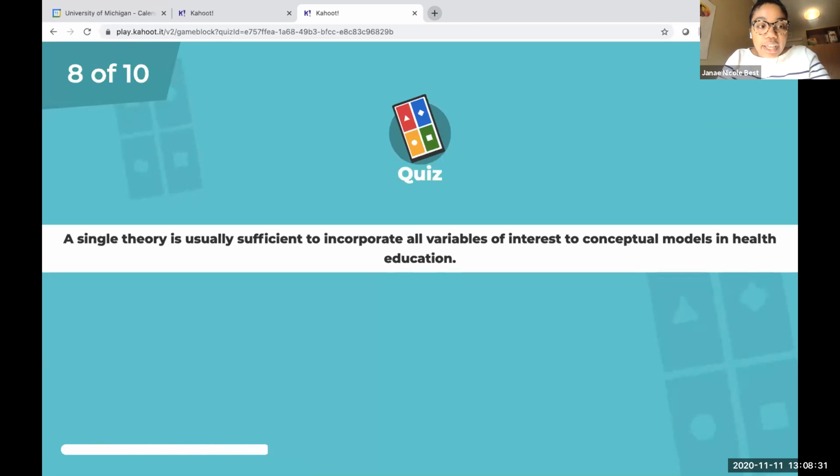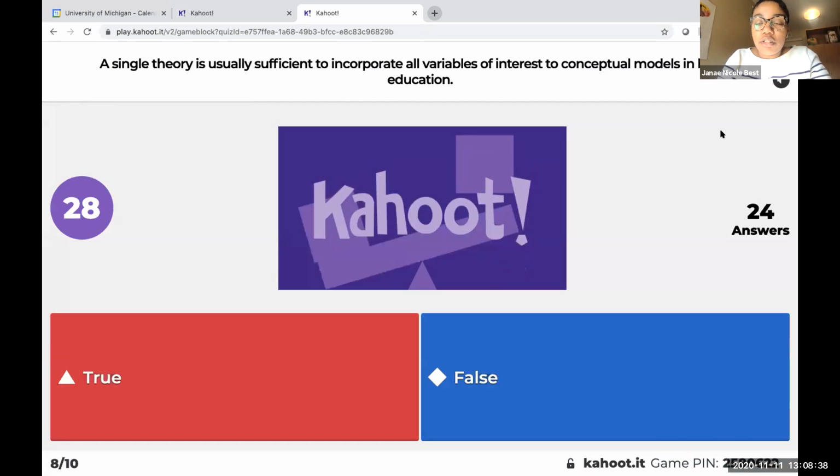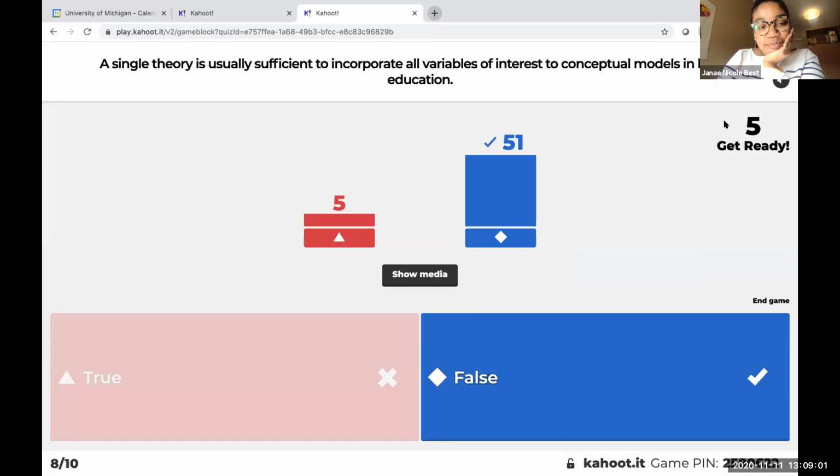A single theory is usually sufficient to incorporate all variables of interest to conceptual models in health education. True or false? I know you guys will all get this one right. Okay, good job, everybody.